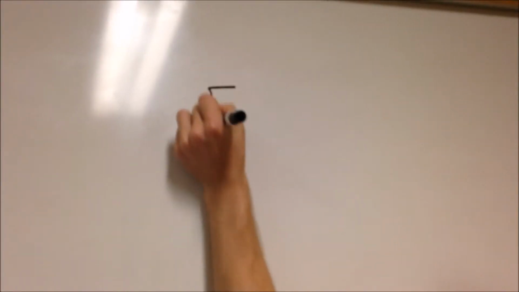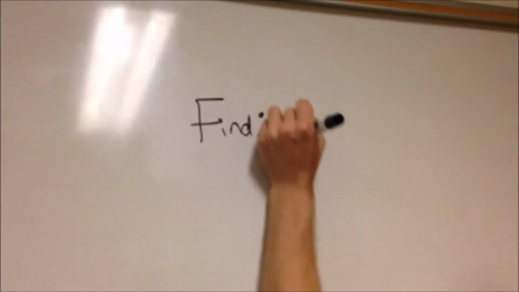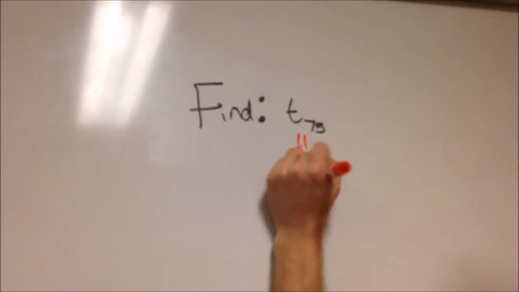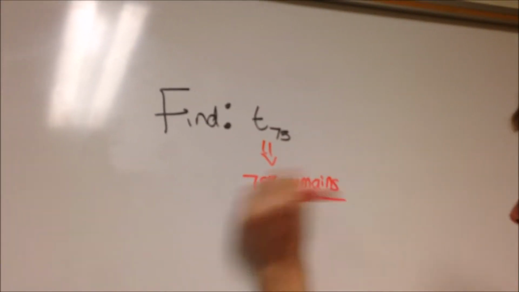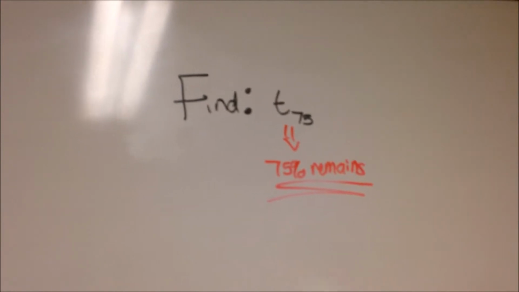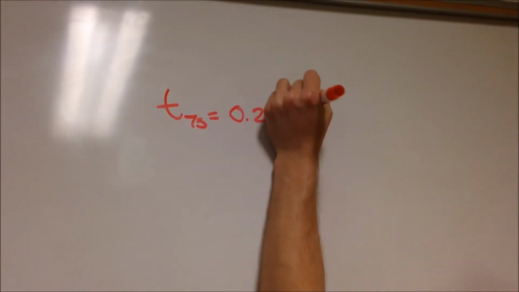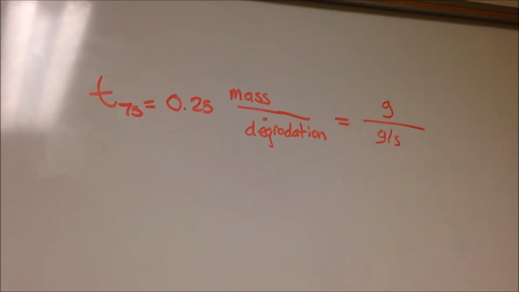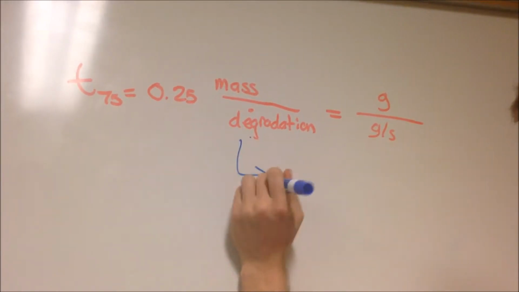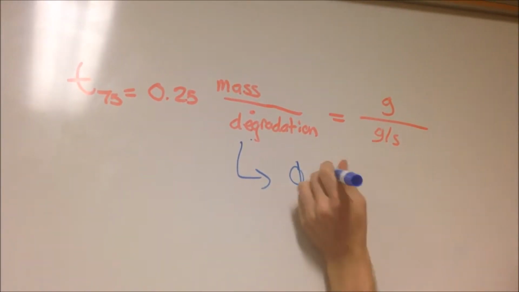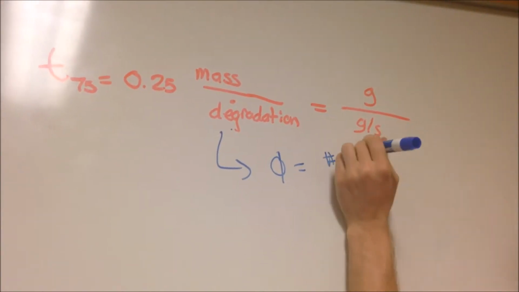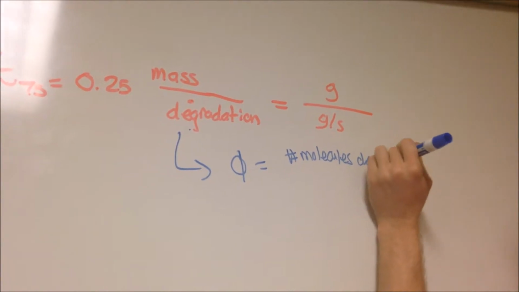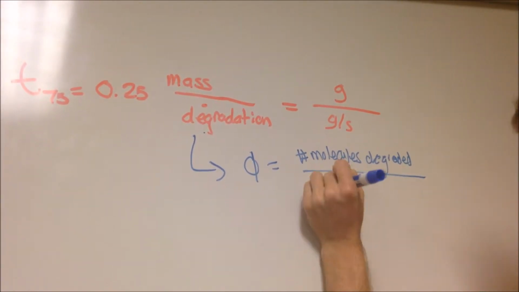So our goal is to find the time it takes for 75% of the sunscreen to remain. To do that, we have our general equation, T at 75 equals 0.25. The units would be in grams over grams per second. The degradation rate is the rate at which the sunscreen degrades, and it's in number of molecules degraded per photon.